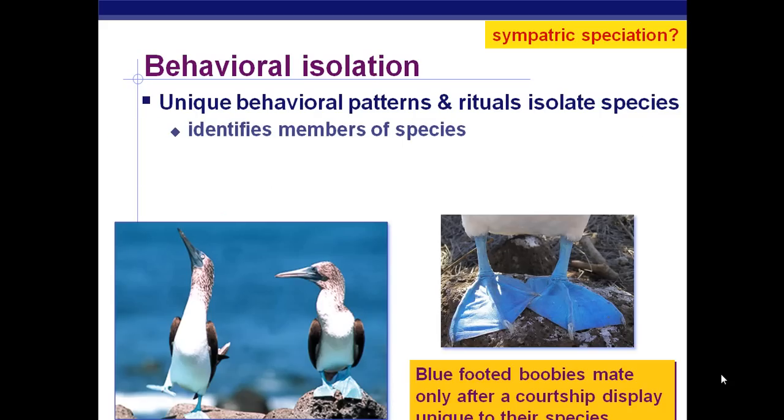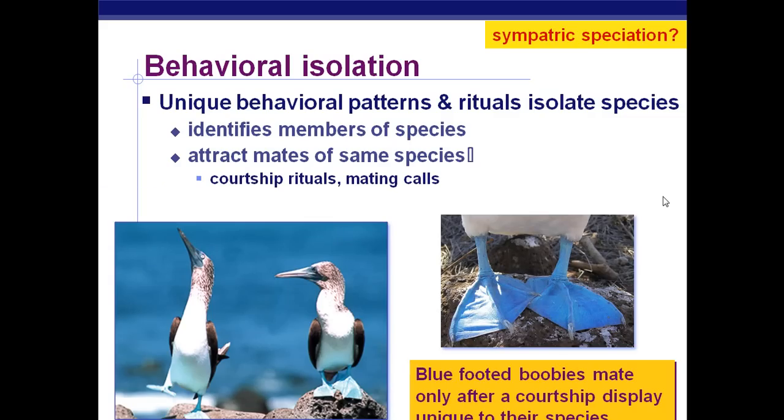Another type of isolation, behavioral. This is where unique behavioral patterns and rituals isolate species, and this helps to identify members of the species. Of course, your dance is going to attract mates of the same species. Your courtship rituals, your mating calls. If you don't recognize the mating calls or the courtship rituals, then this would be a form of reproductive isolation.